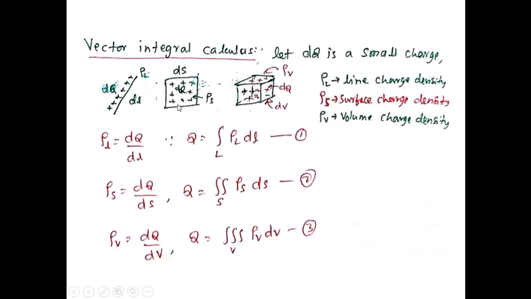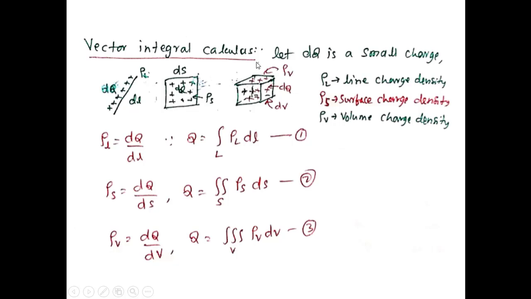Suppose you take a surface with small charge dq with small surface area ds, and rho s is the surface charge density, and this rho s is defined as change in charge with change in surface area. Therefore, if you integrate this dq is equal to rho s ds, you will get q is equal to double integration of rho s into ds.